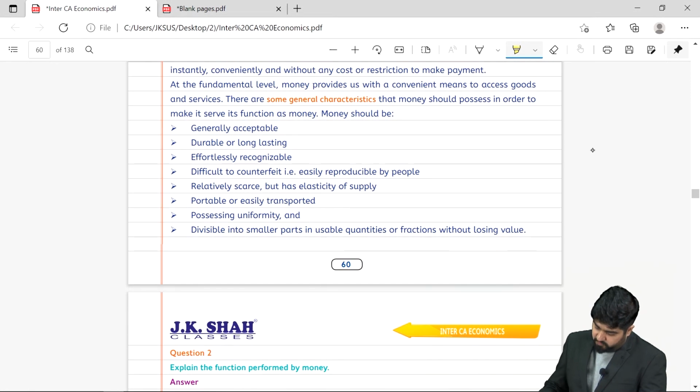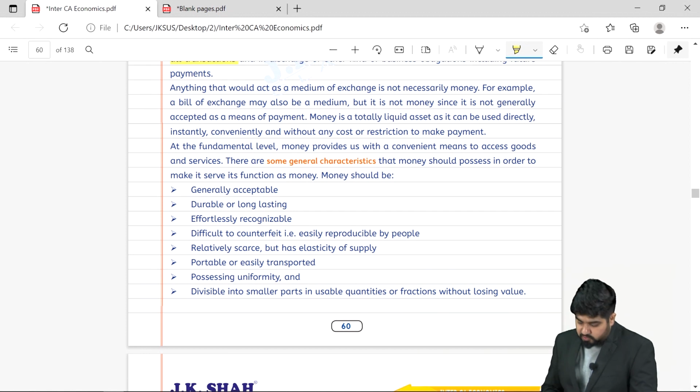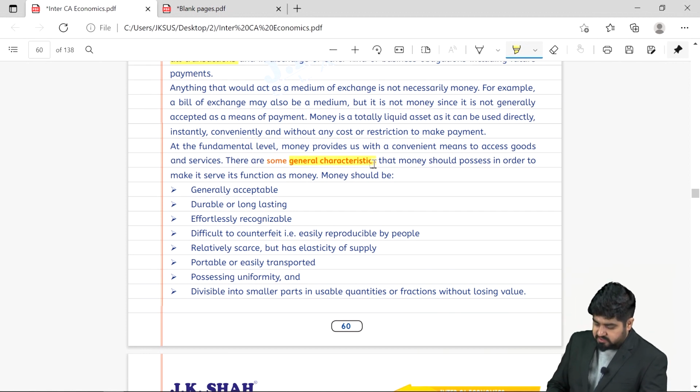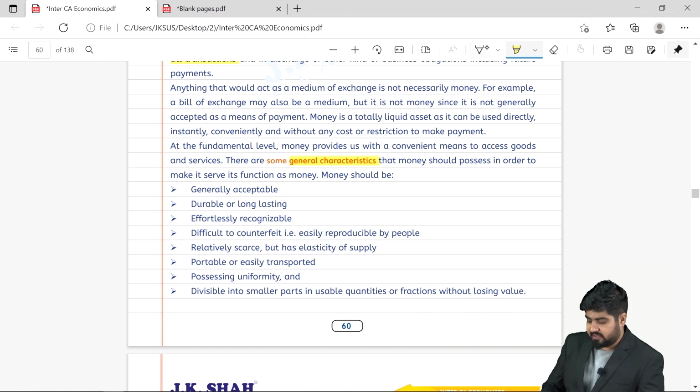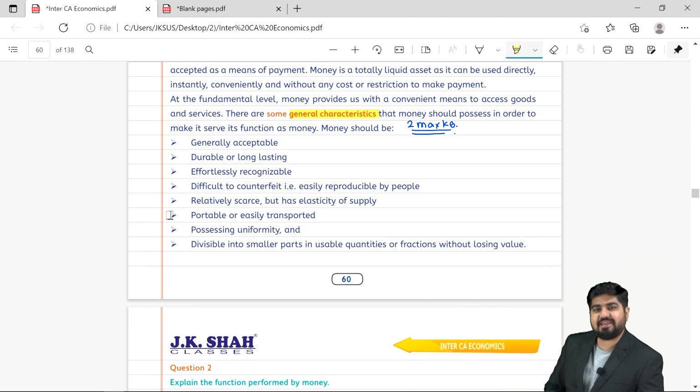Now, what are the characteristics, friends? So let's discuss some characteristics. You cannot miss out on any characteristics. Quite often this question is asked for 2 marks. You need to know this question very nicely. It is generally acceptable, it should be durable in nature, that is long lasting.